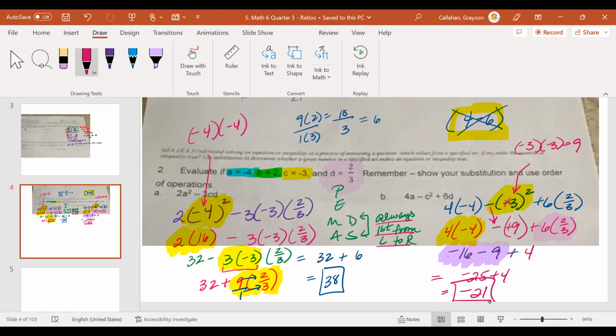If you don't know how to add and subtract integers, that's a big issue. You understand? You need to practice more with us.